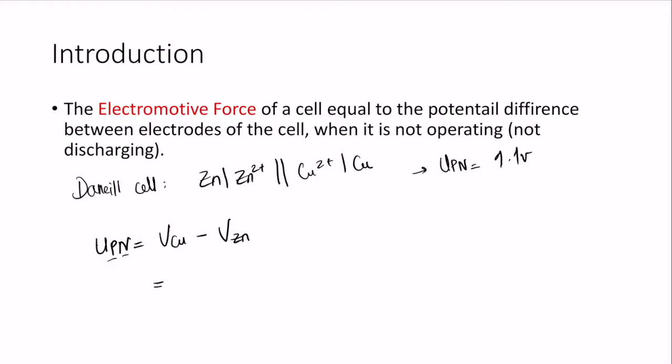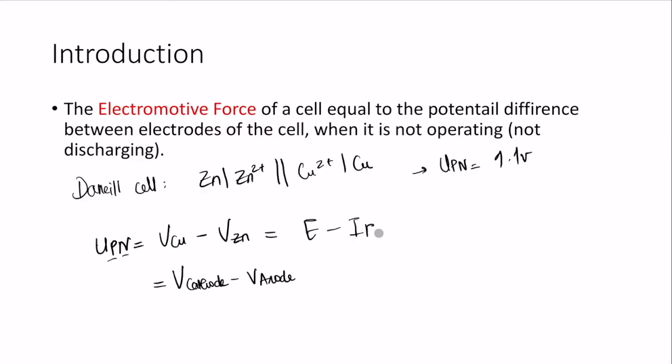Or in other words, we can say it's V for the cathode minus V for the anode. This is more general. Now, what does this mean? This means that it's E minus IR. E is the electromotive force. In IR, the I stands for the current and the R stands for the resistance.